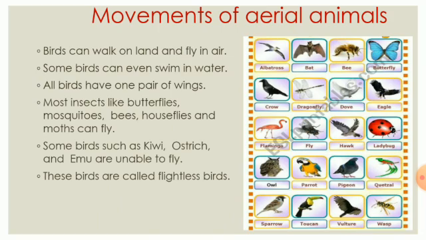Most insects like butterflies, mosquitoes, bees, houseflies, and moths can also fly. Some birds such as kiwi, ostrich, and emu are unable to fly. So not all birds can fly, right? Certain birds like kiwi and ostrich cannot fly, hence they are called flightless birds.